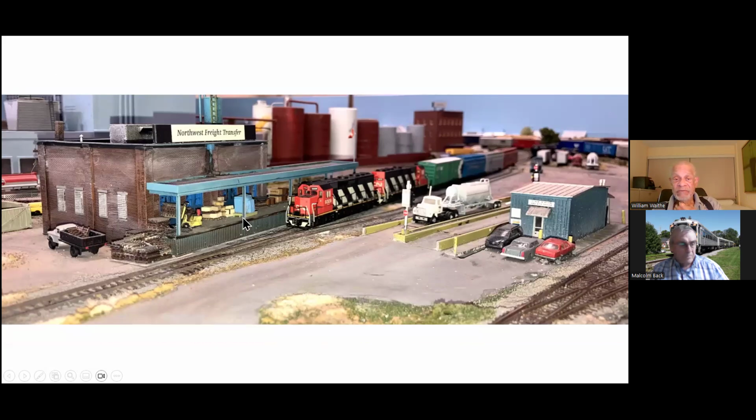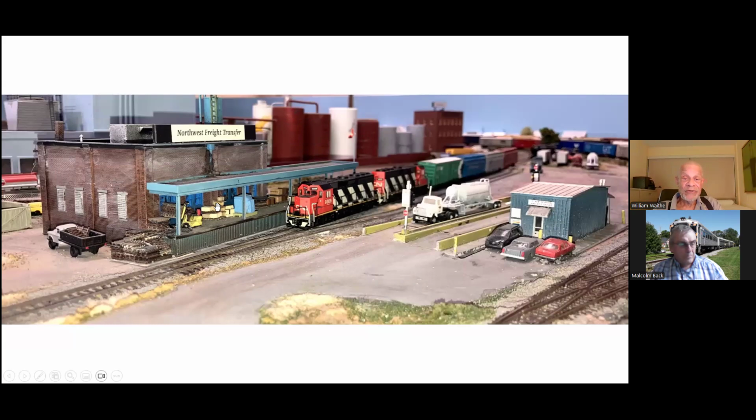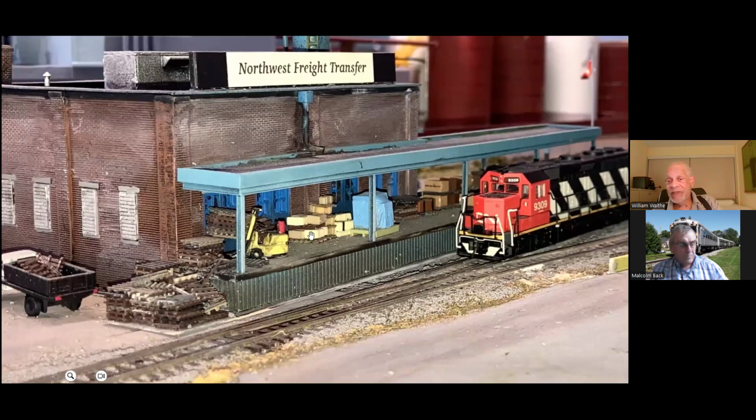And lastly, on the layout, this is a bulk transfer unit, Northwest Freight Transfer, which is the oldest of the rail-served industries on the Western Sub. Of course, it's much larger than what we've modeled here. We've modeled only a portion of it. And again, these are the buildings, the details of James Waithe.